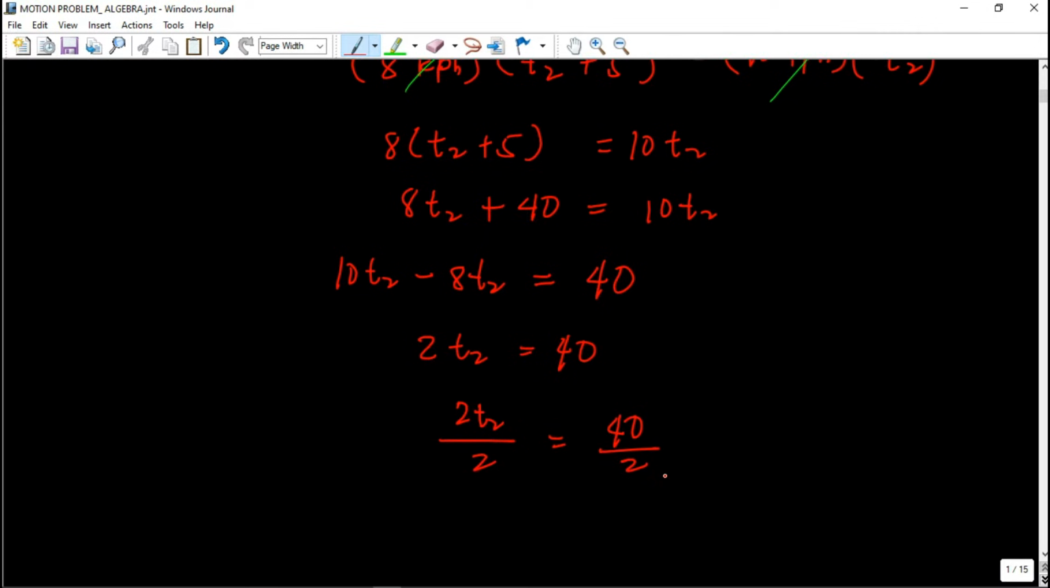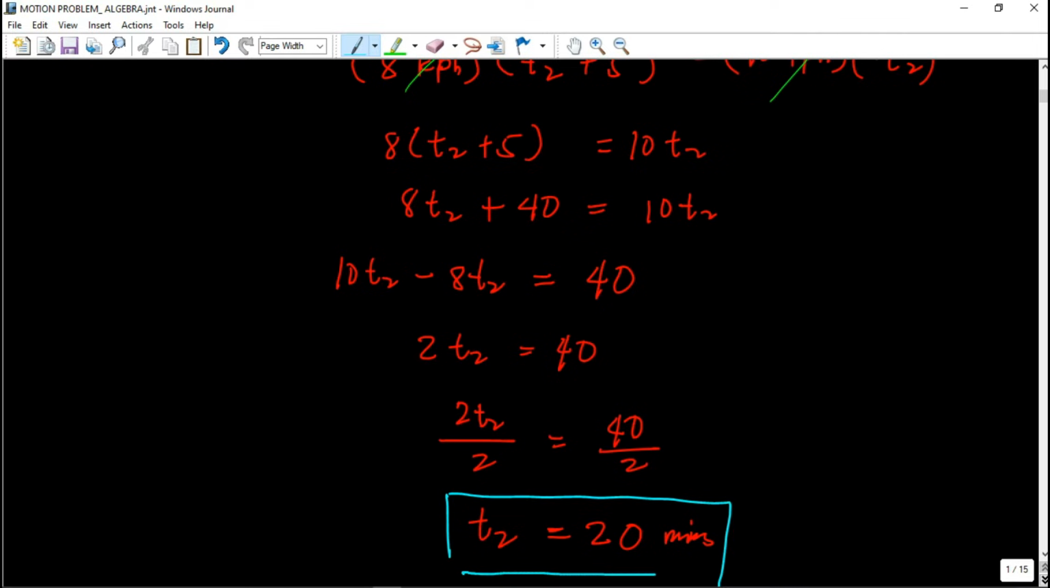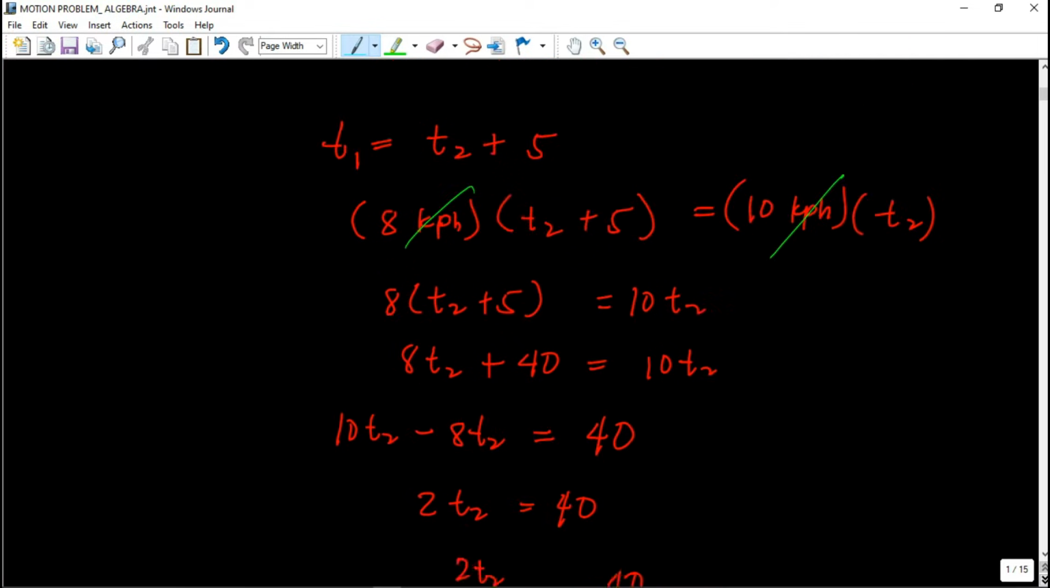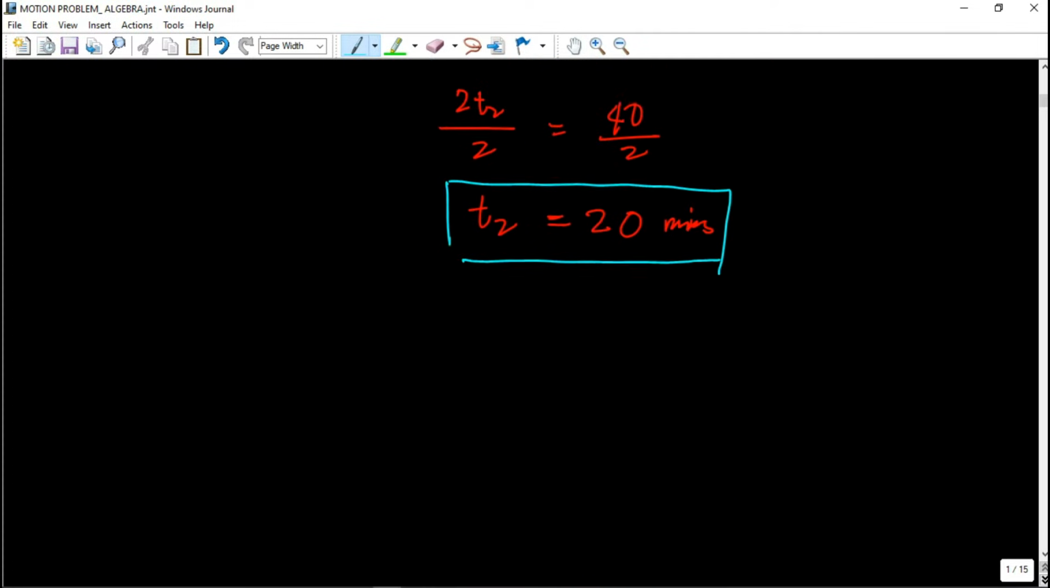So we have here t sub 2 as, okay, that is 20 minutes. So it will take 20 minutes for the second jogger to catch the first jogger. That's how you analyze, guys, problems involving motion or rates. Let's proceed to our next sample problem.